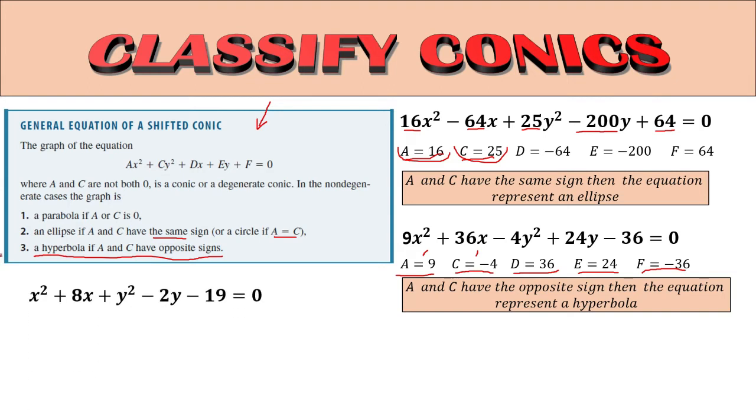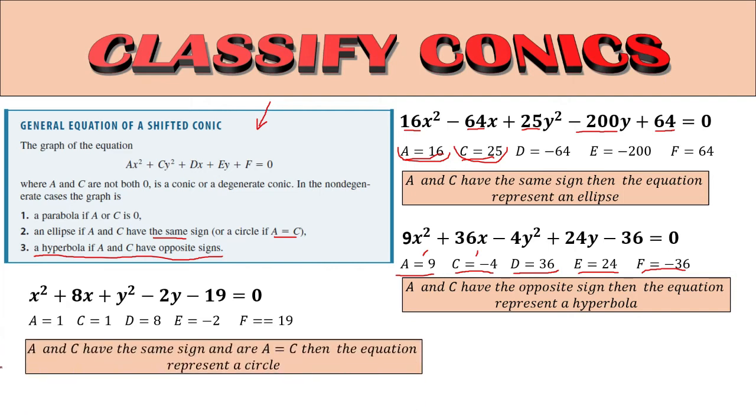The last one: x squared plus y squared minus 2y minus 19. A is 1, C is 1, D is -2, and F is -19. Now you see A and C have the same sign, and they are equal. If A is 1 and C is 1, then A and C are equal. Then, using the second classification, the equation represents a circle.